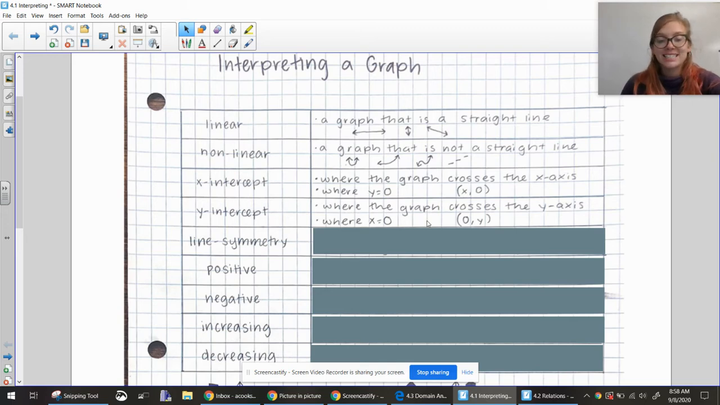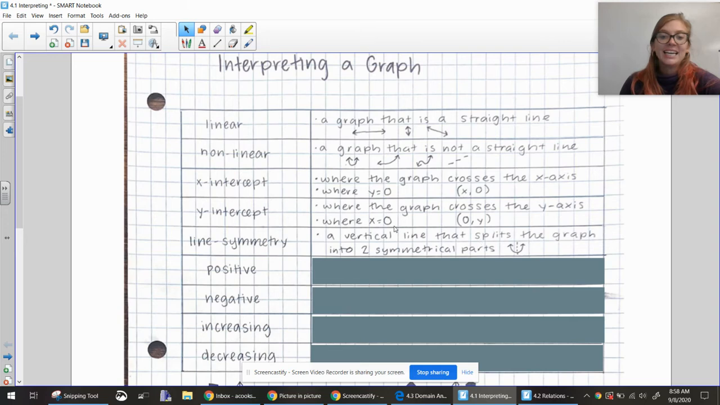Next, we have line symmetry. So line symmetry is going to be a vertical line, so a line that goes straight up and down, that splits the graph into 2 symmetrical parts. So line symmetry won't always exist on a graph, but if I can draw a vertical line that splits the graph into 2 symmetrical parts, then I have line symmetry.